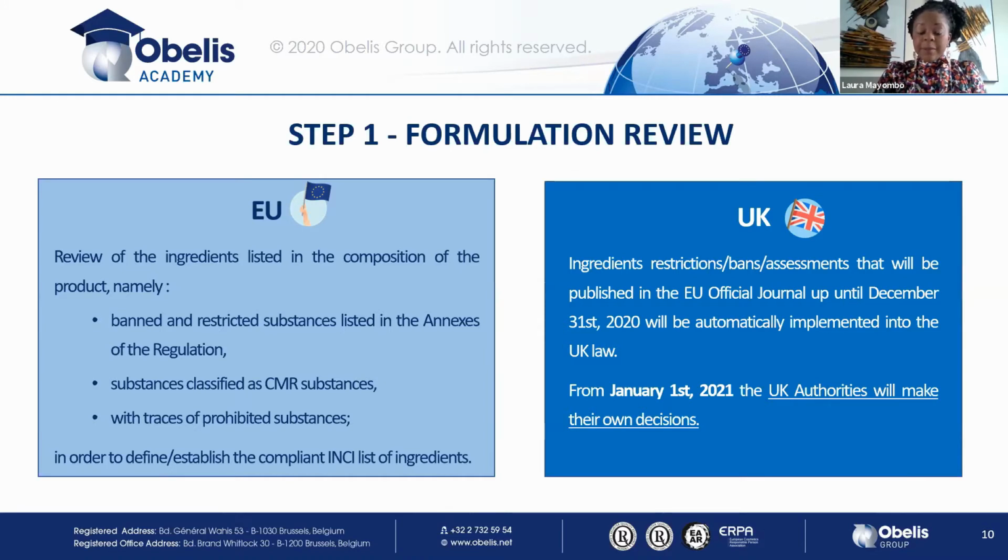Regarding UK, any ingredient restriction or ban assessed that will be published in the EU Official Journal until December 31st, 2020, will automatically be implemented in the UK law. Nevertheless, from January 1st, 2021, the UK authority will make their own decisions. So we might see, after the time goes by, a discrepancy occurring between both requirements in terms of restricted and banned ingredients.